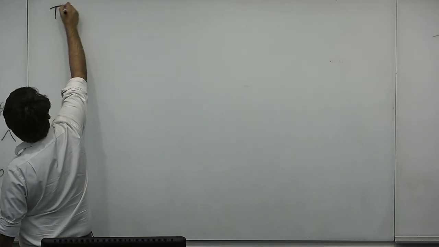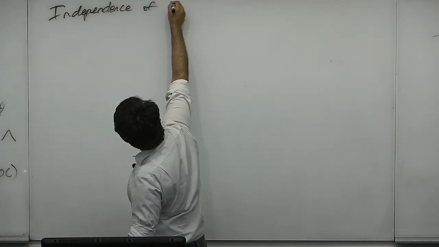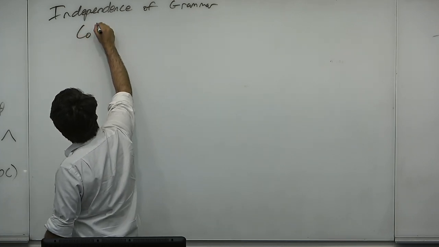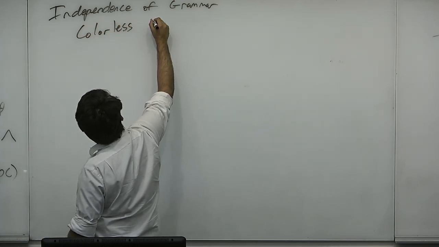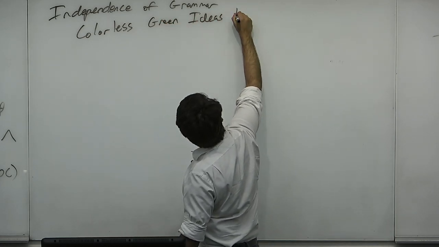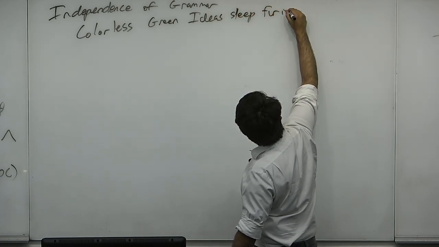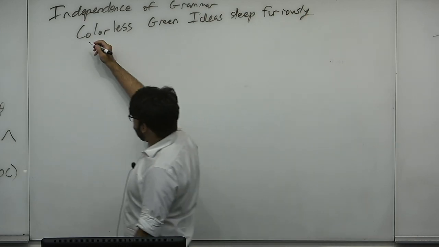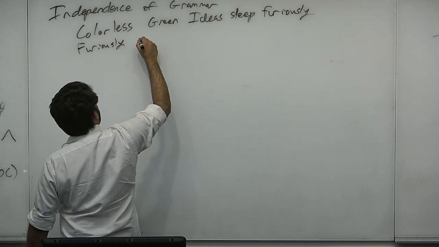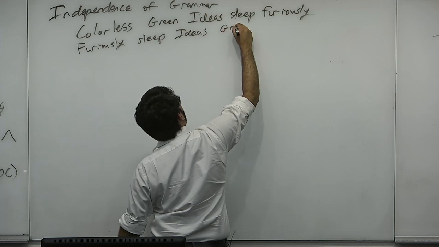Chapter 2 is on the independence of grammar. Consider the following two sentences. Colorless green ideas sleep furiously. And consider the second sentence: furiously sleep ideas green colorless.